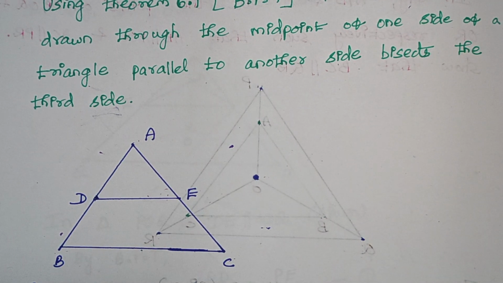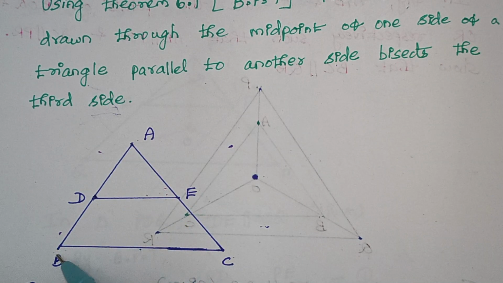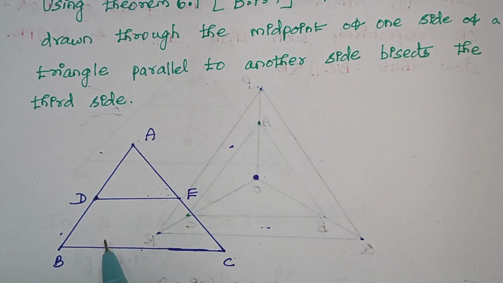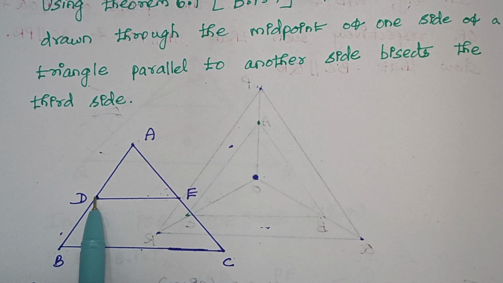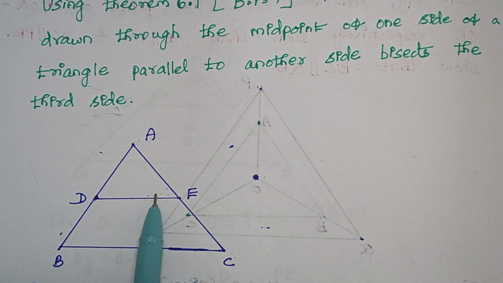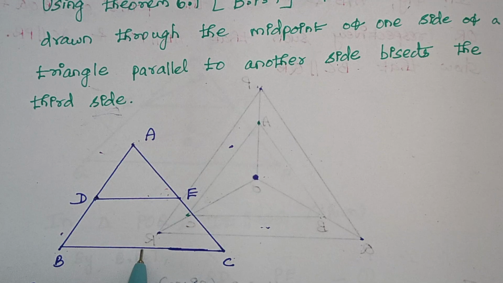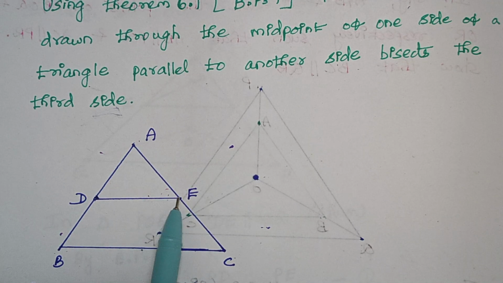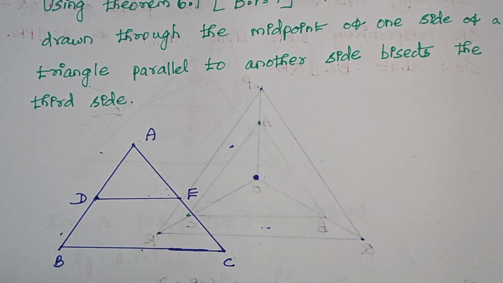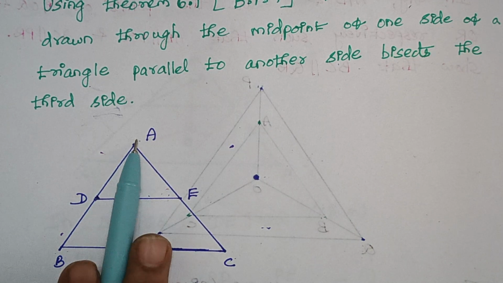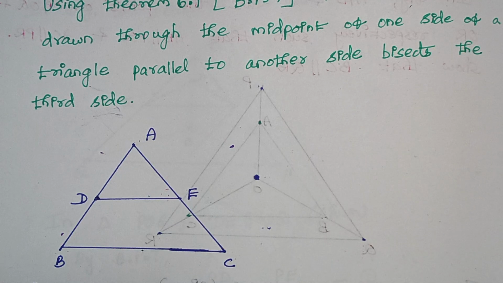I'll repeat. AB is one side of the triangle and D is the midpoint. A line drawn through the midpoint of one side of the triangle is parallel to another side, and the line drawn through the midpoint bisects the third side. So this line bisects this side. This is what we need to prove.